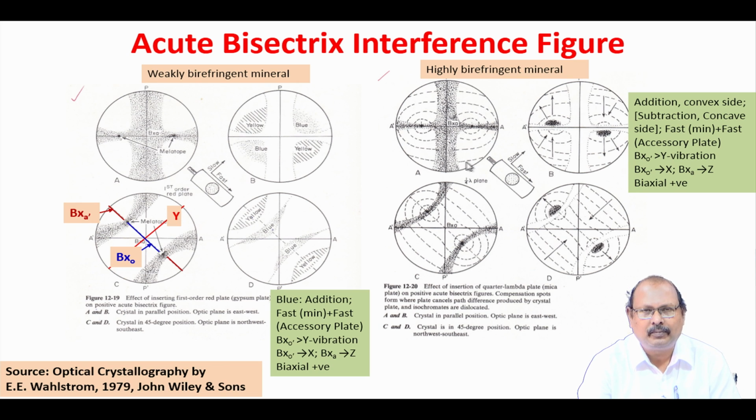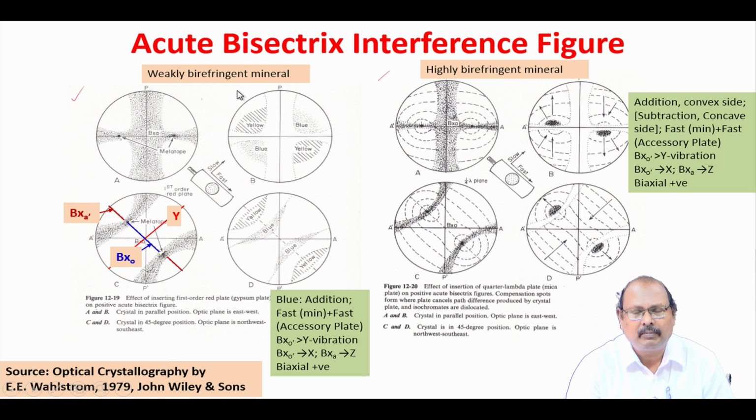Let us have a look at this particular diagram. This is the one we already discussed, the 0° position, and in this 0° position these are the two arms of the isogyre. Let us consider two biaxial minerals here. One is a weakly birefringent mineral, that means the birefringence value is low, and the other is a highly birefringent mineral where the birefringence is very high. What will be the distinguishing factor in these two?